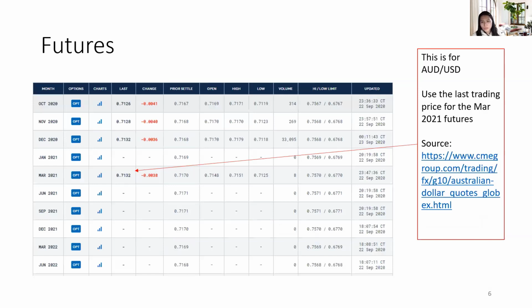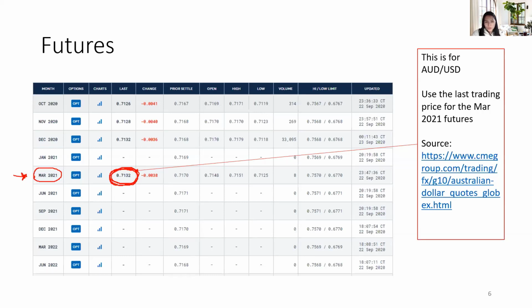So in terms of futures, I collected the data from CME. And what I did was I looked at the maturity that I want. In this case, I'm looking at the time horizon into March next year, so the futures that I'm looking at are the March futures. This is for the Australian dollars. This is the futures rate. So you can use this for your forward hedge. You can assume that the forward rate is the same or very close to your futures rate.